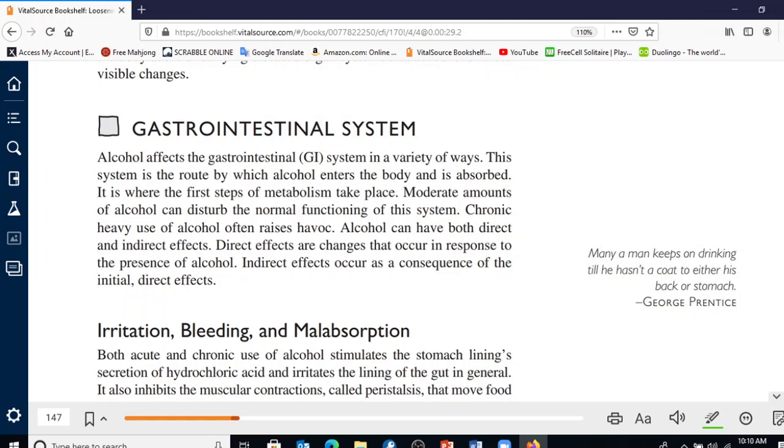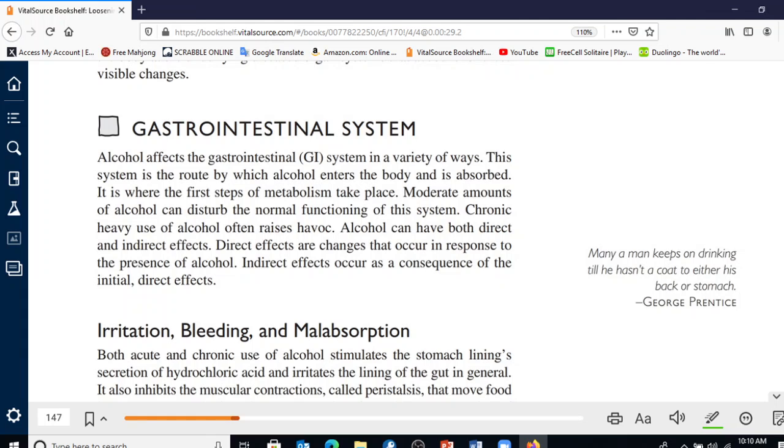Gastrointestinal system, GI. It does a bunch of things to the GI. It interferes with normal digestion and metabolization, for one thing. Alcohol promotes the production of hydrochloric acid in the stomach. So it irritates the lining of the gut in general. People who are heavy drinkers tend to have more problems with acid reflux, GERD.